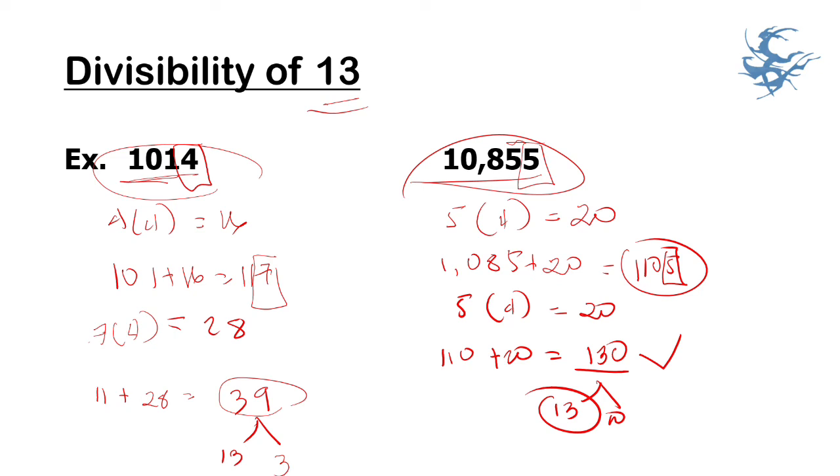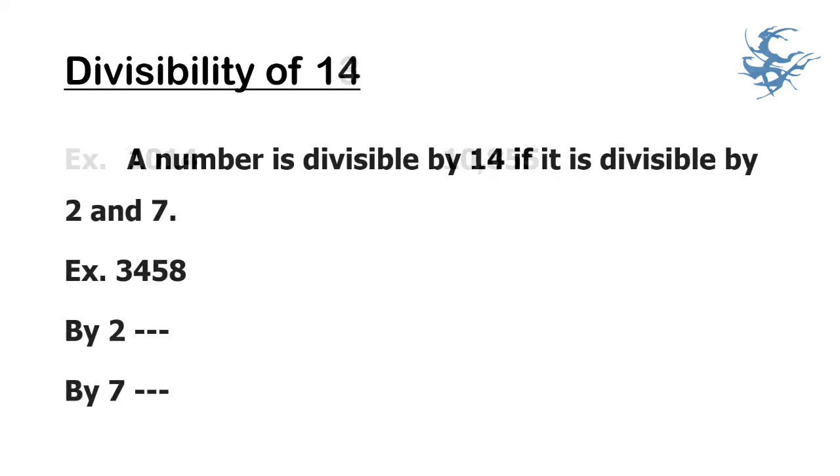Now, let's go with our next rule, which is divisibility of 14. A number is divisible by 14 if it is divisible by 2 and 7. Dito gagamitin rin natin yung divisibility rule ng 2 and 7. Now, the divisibility rule of 2, titingnan di ba natin yung last digit? Since it is 8, an even number, hence it is divisible by 2. Okay?